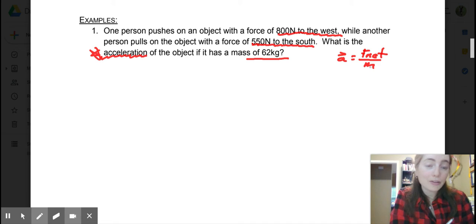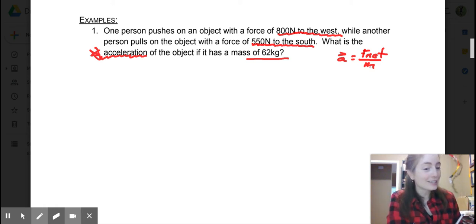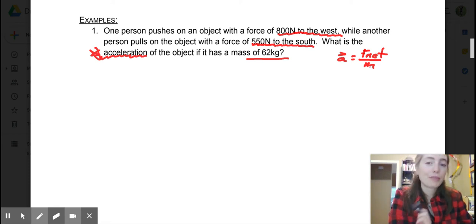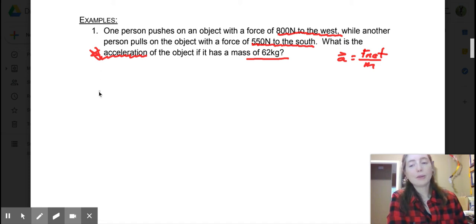But look carefully at our vectors. We've got one vector that is going to the west and one that is going to the south. So that means they're perpendicular. When they're perpendicular, what do we do? Draw them tip to tail, and use trig and Pythagorean theorem to solve. Because they're perpendicular, that's what we do. If they're not perpendicular, can we do that? No. Okay.